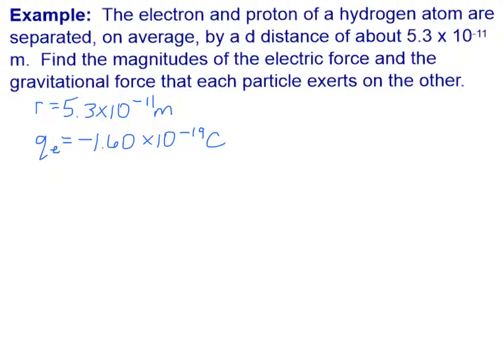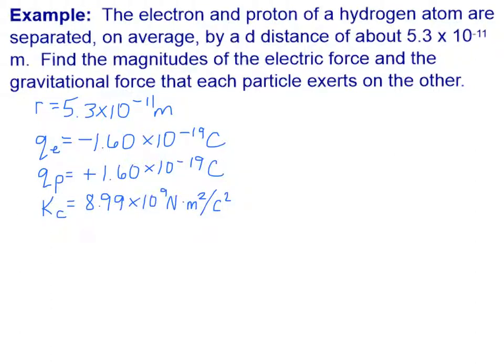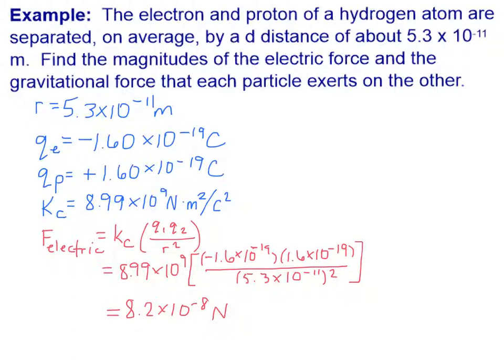I'm writing down things I know. I know the radius. When I look on a chart or a table or back in my book or back at my notes, I know that the charge of an electron is negative 1.6 times 10 to the negative 19th coulombs. The charge of a proton is a positive of that value, and I know my Coulomb constant. I can find the electric force by this equation. I can simply plug values into that equation and solve. And we get our electric force at 8.2 times 10 to the negative 8 newtons, and those are the units.